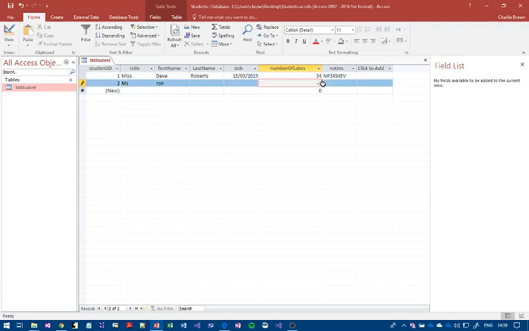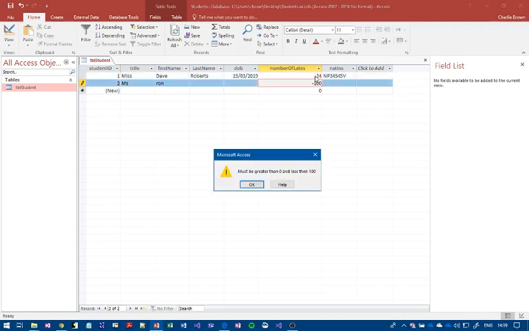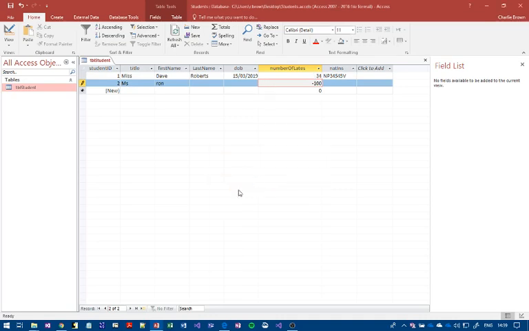-1, we're expecting an error now, yeah. 100, that should be fine. And -100, not so good, all right? So this is basically able to put in our upper and lower limits using a validation rule, okay? There we go.